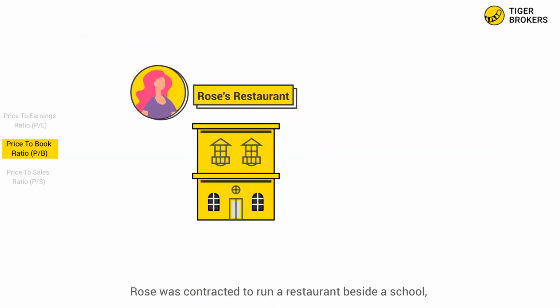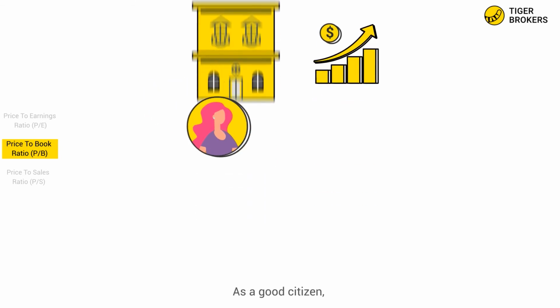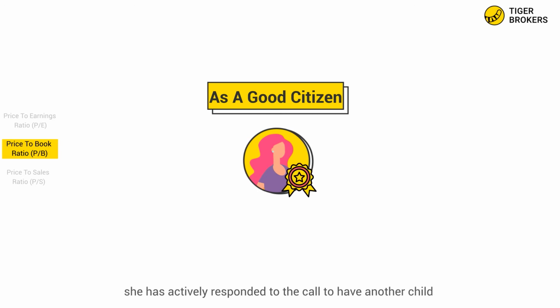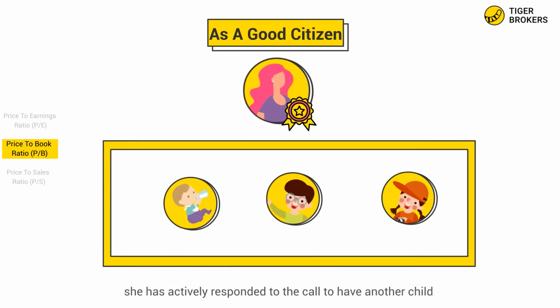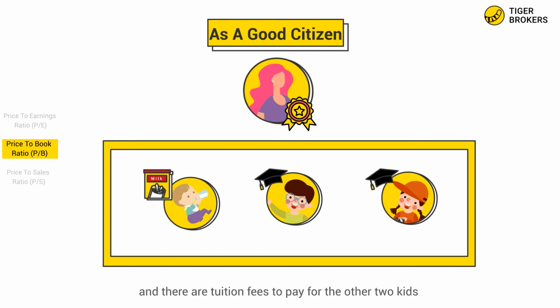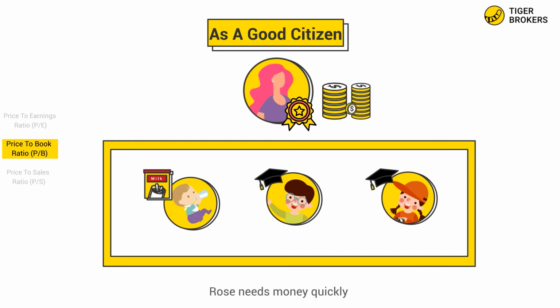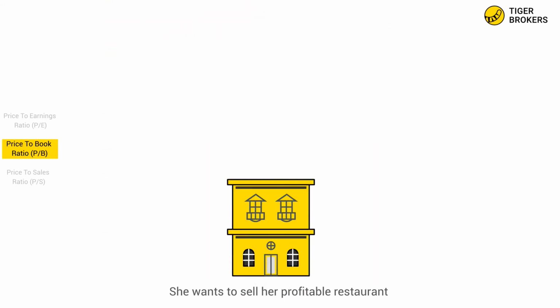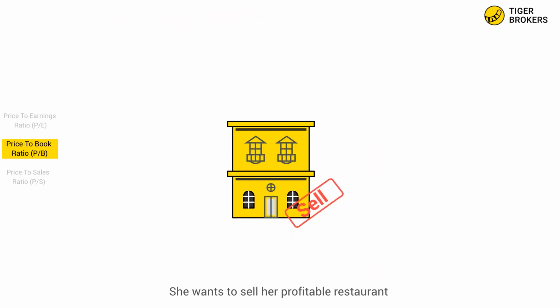Rose was contracted to run a restaurant beside a school, but business had been good. As a good citizen, she has actively responded to the call to have another child. But milk powder is getting expensive, and there are tuition fees to pay for the other 2 kids. Rose needs money quickly. She wants to sell her profitable restaurant.